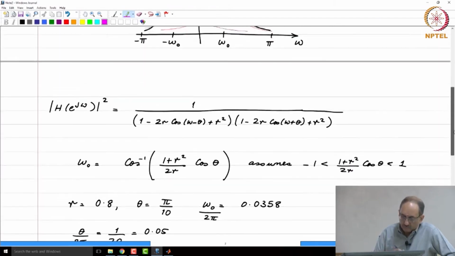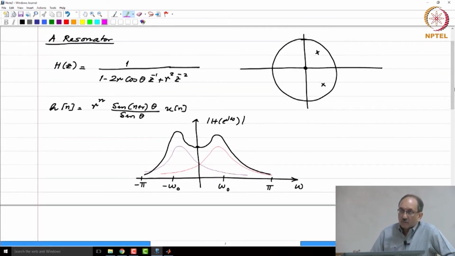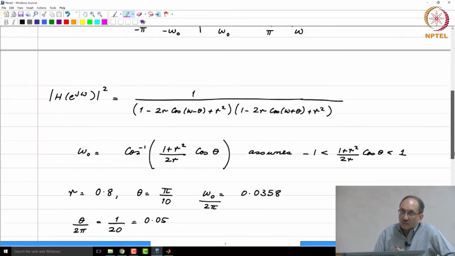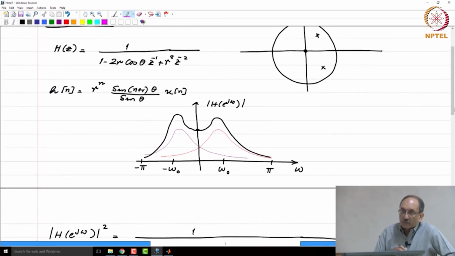Now, pictorially, what is happening as far as this condition is concerned is this: when this pole moves closer to the origin, that is when theta becomes smaller in value, then both these poles approach each other, which means that these two peaks will move closer to each other. And this condition where you require (1 plus r squared) by 2r cos theta to be between -1 and +1, if that is satisfied, then you will see a distinct peak away from the origin.